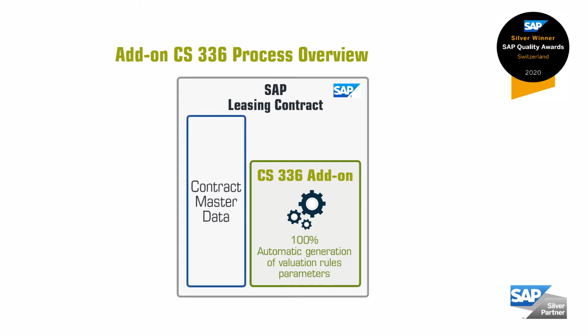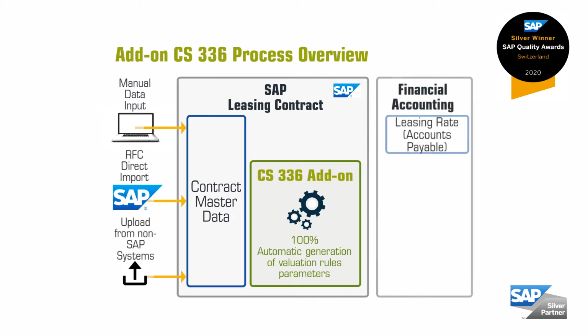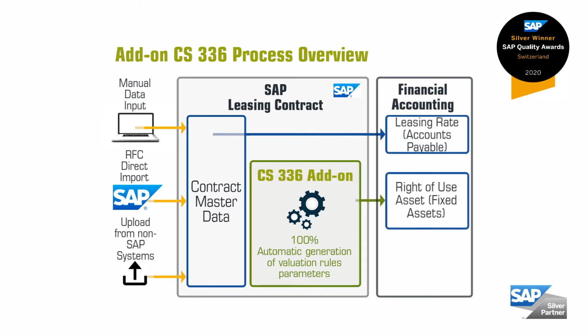Very little effort is required to maintain the master data of the contract. Master data can be entered manually with SAP Direct Import or uploaded. With this minimum amount of data entry, you will discover in this video how the add-on automatically generates the parameters of the valuation rules. The lease contract is immediately ready to be posted to the right of use asset, liability, and interest and depreciation.